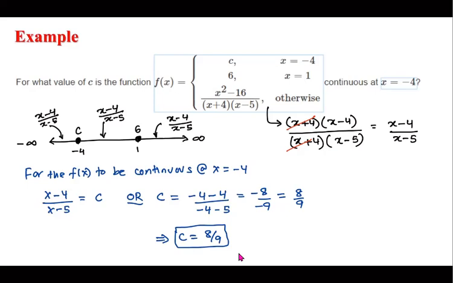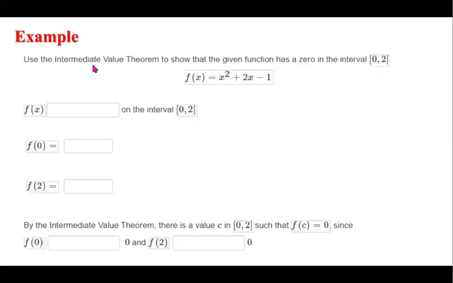Now we have the other thing that we want to check here. That is the intermediate value theorem. Intermediate value theorem is one of the big concepts in calculus. So let's talk about the intermediate value theorem. So the question here is: use the intermediate value theorem to show that the function which is given here has a 0 in this interval 0 to 2.